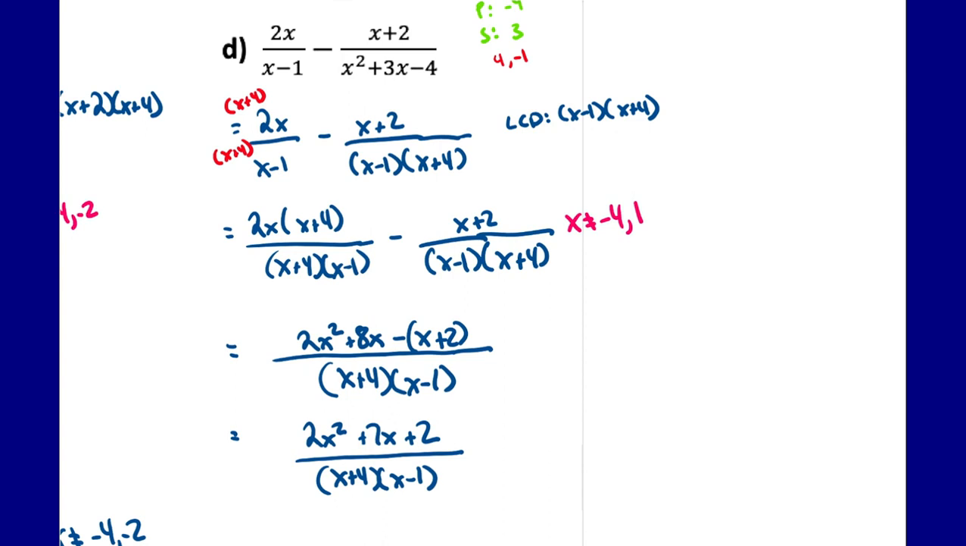I could try to factor the complex trinomial, two numbers that multiply to 4 but add to 7. Doesn't work, so I can't factor the top. I can't simplify it any further. So this is as far as I go: 2x squared plus 7x plus 2 divided by x plus 4 times x minus 1, with the restrictions of x cannot equal -4 or 1.